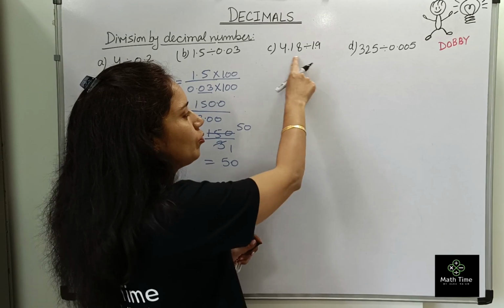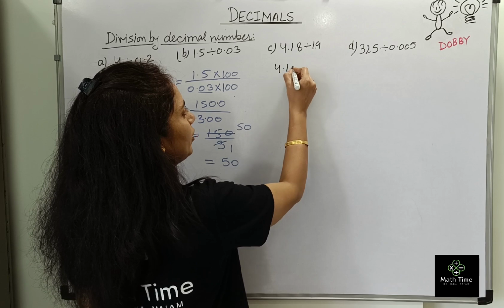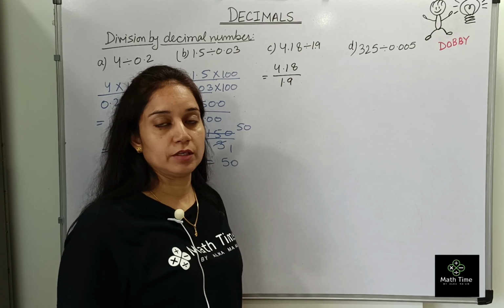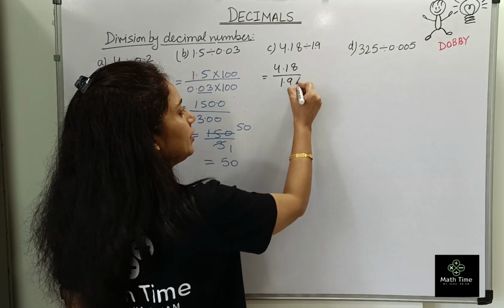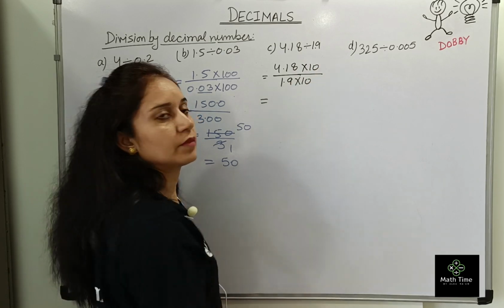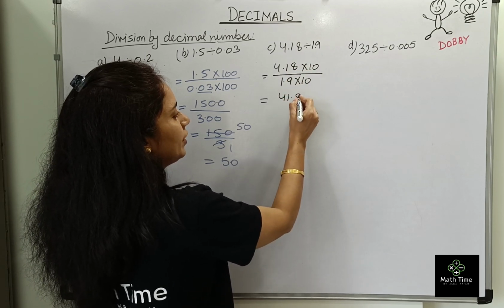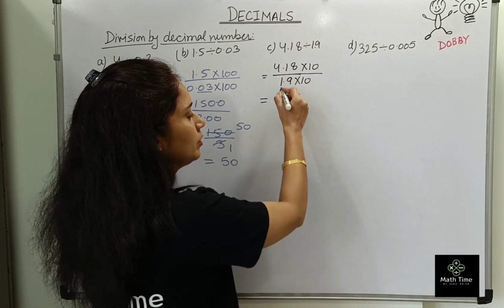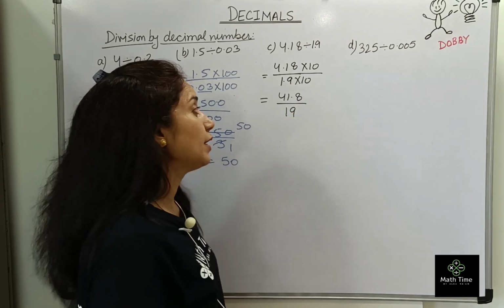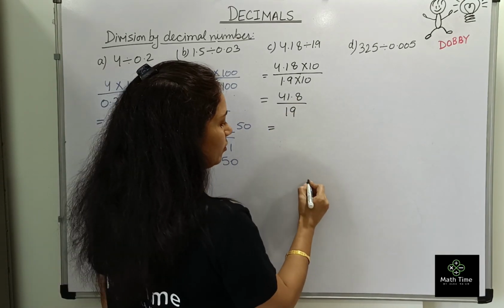Next question, 4.18 divided by 1.9. Let us write in fraction form, 4.18 divided by 1.9. How many decimal places in the denominator? 1. That means multiply by 10 will give us the whole number. Numerator also multiply by 10. Multiply by 10, decimal will shift one step ahead, 41.8, and denominator will become 19. 41.8 divided by 19. Now this is whole number. Cannot cut like that, so we have to divide.